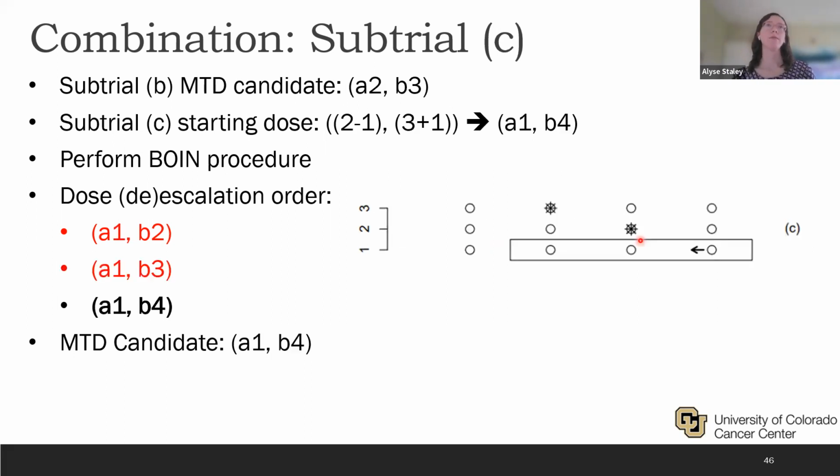We'll now move on to our last subtrial and similarly calculate the starting dose of subtrial C by subtracting 1 dose level from A and adding 1 dose level to B for a starting dose of A1B4. Since this is our highest level of B, we only have 2 de-escalation doses available. And we will say in this case that A1B4 was the MTD that was identified.